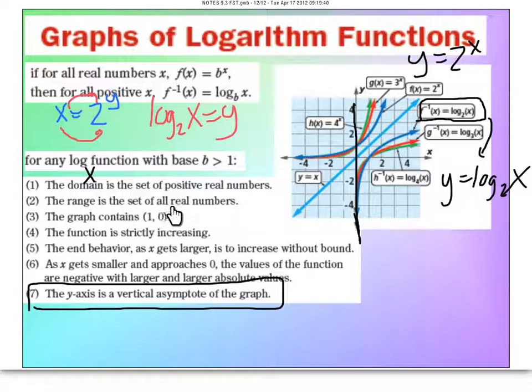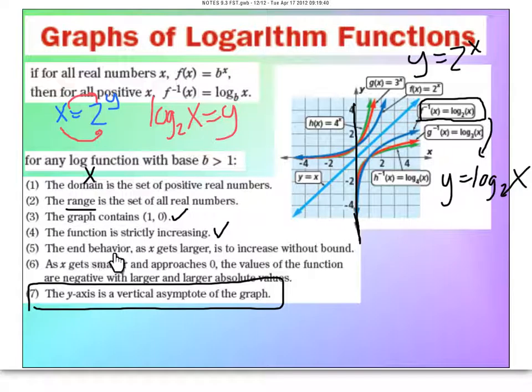Now the range is just how tall and how low it can go. This graph is going to go very, very low on the negative y's, and it's still going to crawl up here on the positive y's, but pretty slowly. The range is the set of all reals. The graph does include the point (1, 0). It is considered strictly increasing, and all that means is as you read it from left to right, the graph gets larger and larger, not at a really fast rate, but it is increasing.